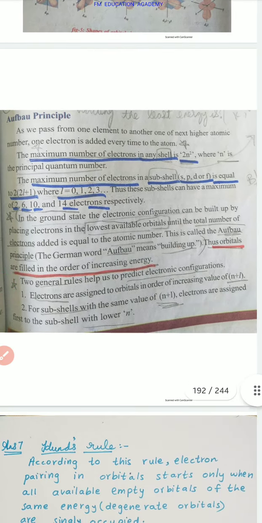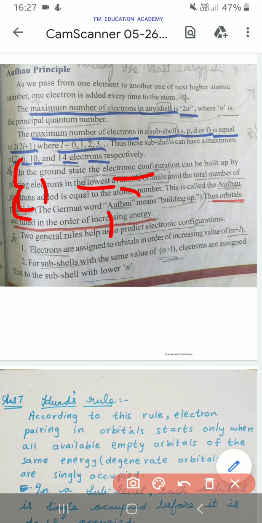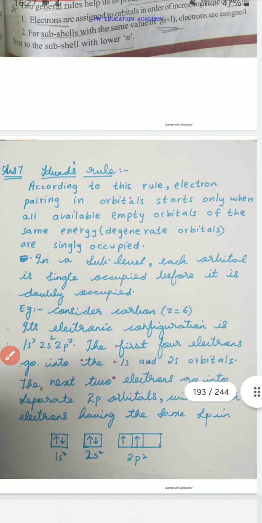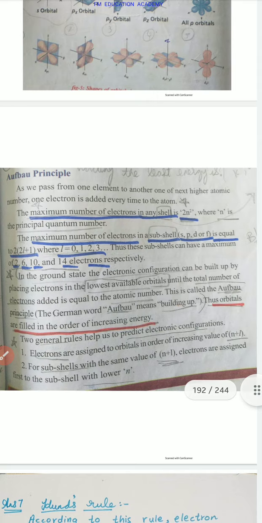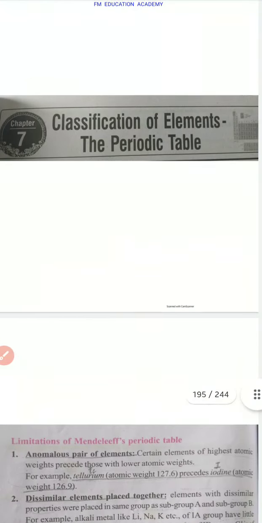Then Aufbau principle, and then the question came: two general rules to predict electronic configuration. These are the two rules, just go through it. Then Hund's rule, and also just now I have covered Pauli's exclusion principle in this. Just go through it. I didn't say because I'm just scrolling it.